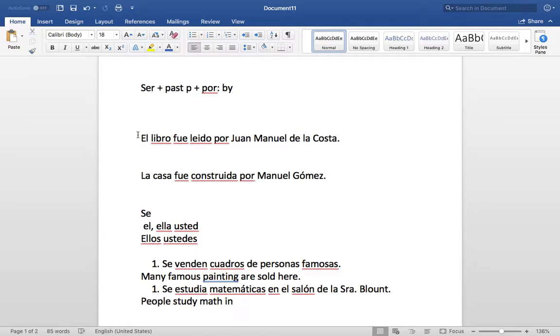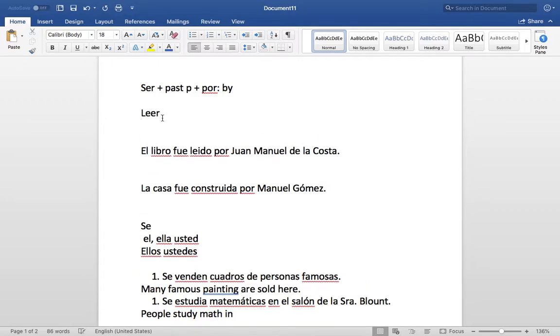So here is an example. El libro fue leído por Manuel de la Costa, okay? I'm conjugating ser for the book, and the book in English is it, but in Spanish we don't have it, so that will be the él form, okay? So fue, and then leer, the verb to read, and then you have to drop the ending and add ido, right? Por Juan Manuel de la Costa, by this guy right here.